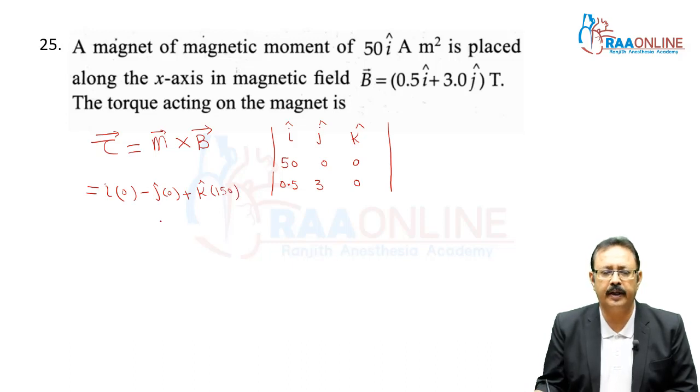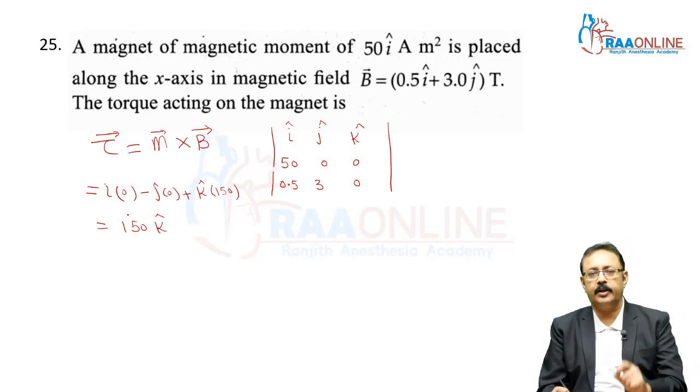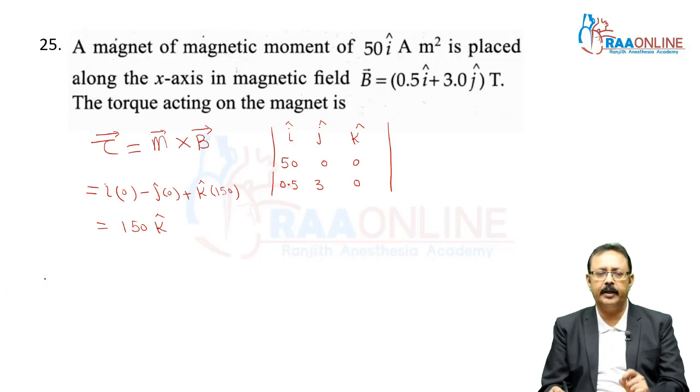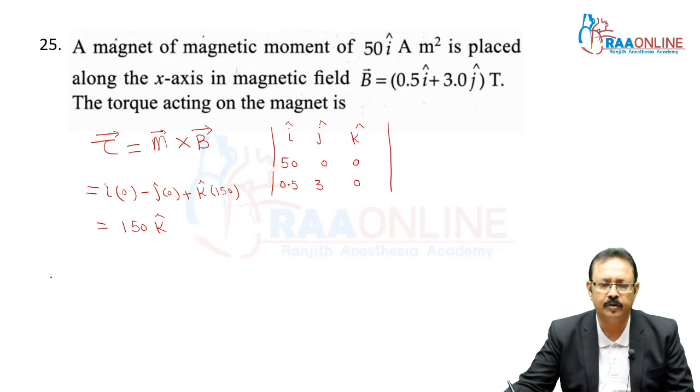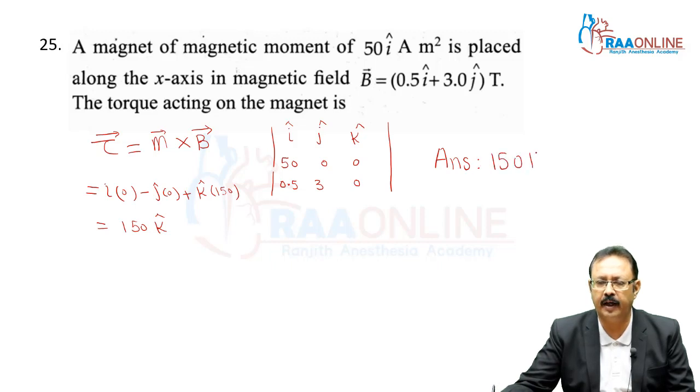So what should be the correct answer? Correct answer is 150 k cap. It means in the positive direction of z axis and magnitude should be 150. Four options are not there, so we are writing the correct answer here. Answer, it should be 150 k cap.